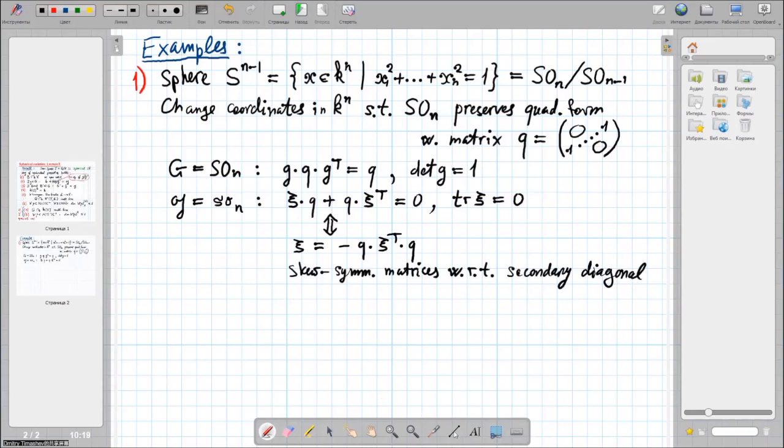Well, if you like, I can draw it like this. So these are the matrices of the form 3, 4, 5. Okay.